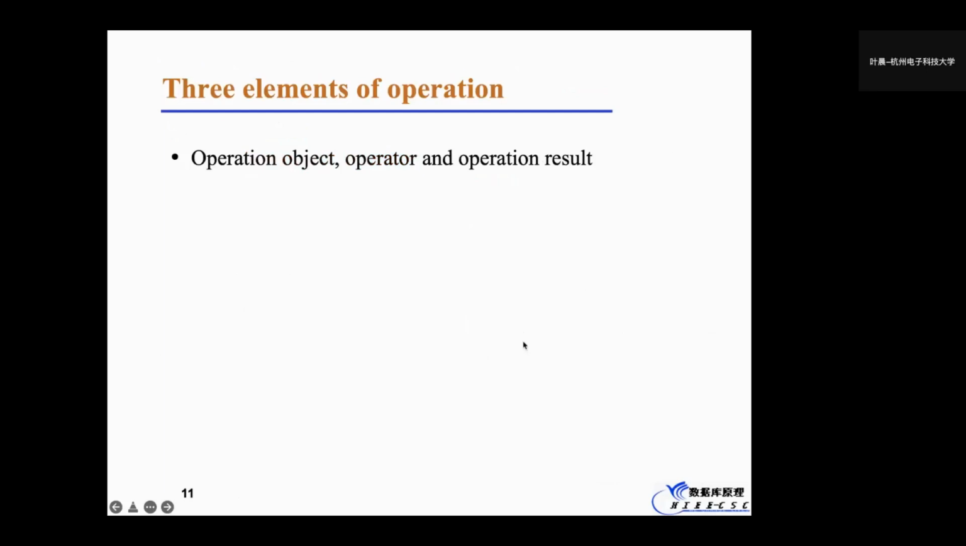So then we need to know what is an operation. Here there are three elements of operation. That is operation object, operator, and operation results.